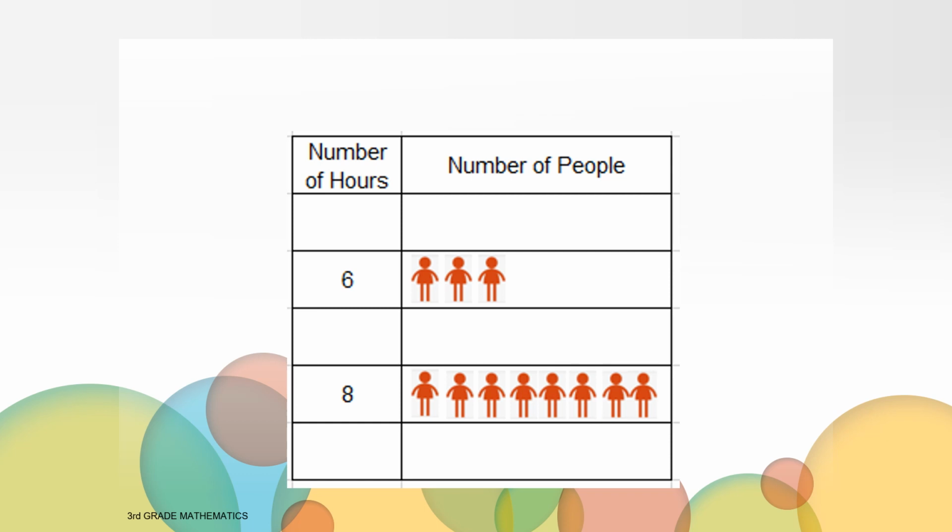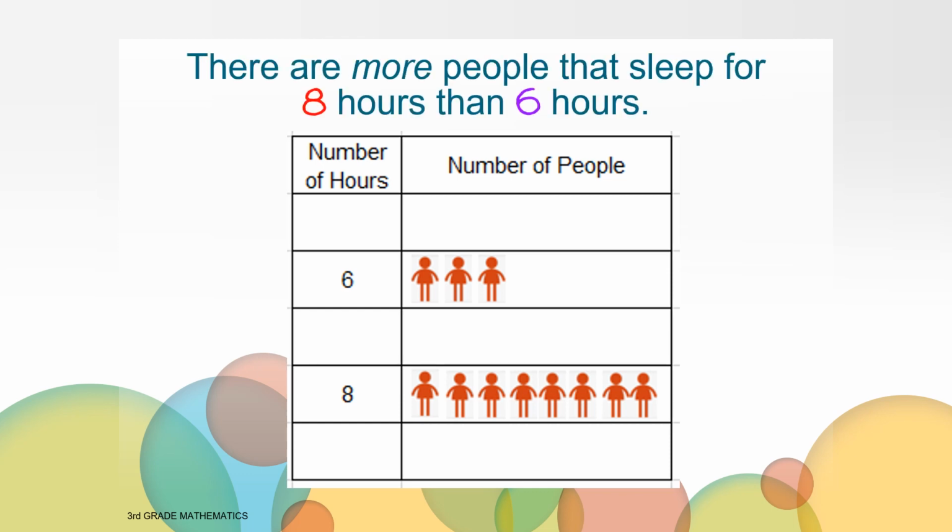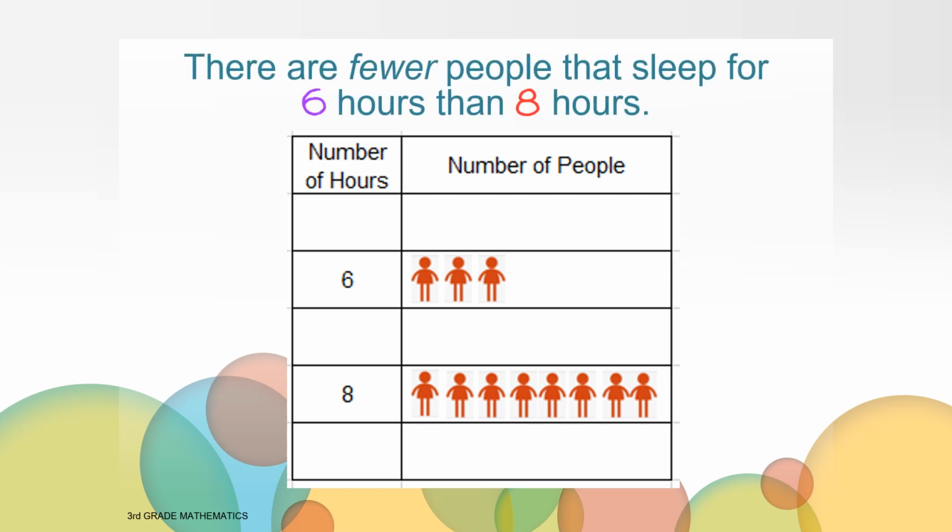Here are 2 statements that you may have written about the number of people that sleep 6 and 8 hours. There are more people that slept for 8 hours than slept for 6 hours. Or, there are fewer people that slept for 6 hours than 8 hours. Was your idea similar to one of these statements? Or did you say something different? Go ahead and share it now.